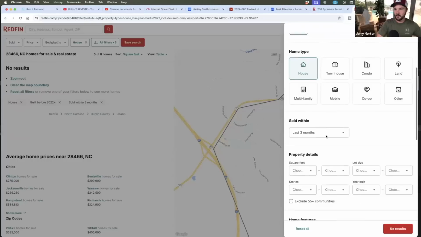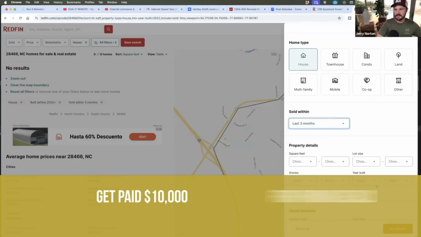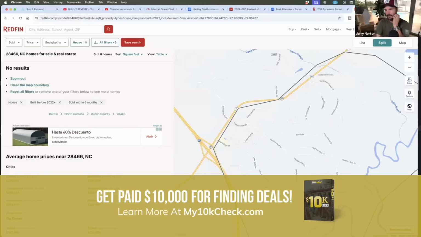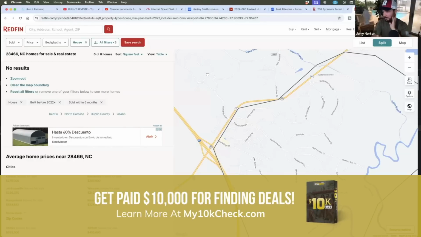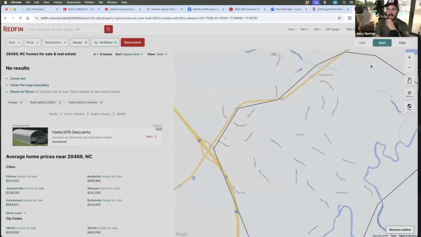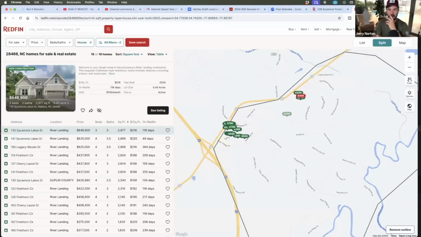So I'm going to go back sold, and I'm going to just go back 6 months. Nothing. So this is a problem for me. Nothing. There are no solds that are new construction in the past 6 months. We have a ton of actives and no solds, meaning properties are sitting and they're not selling. Let's put this back at active, and there they are all again.